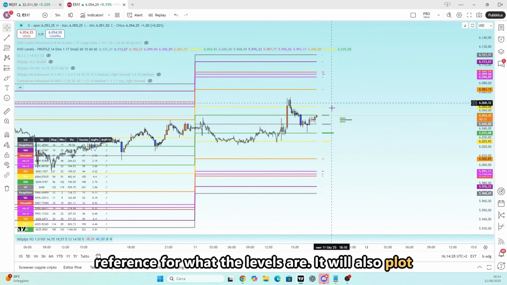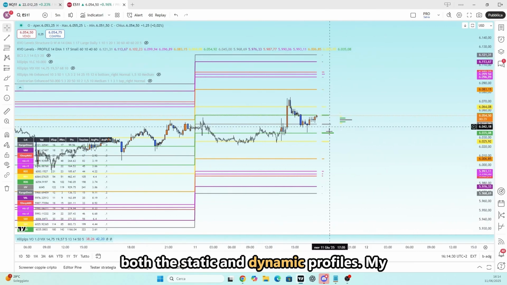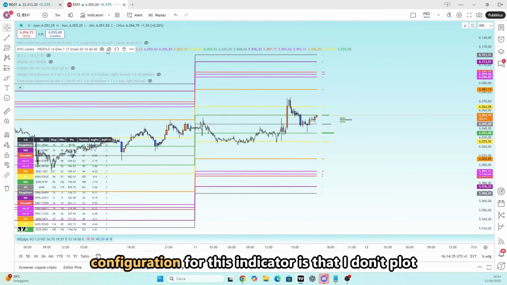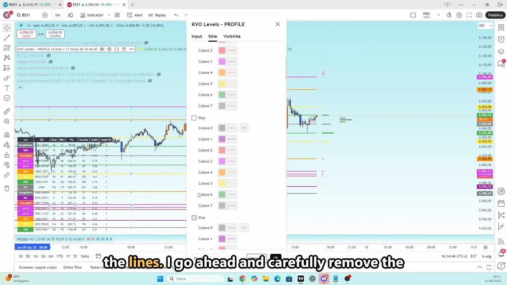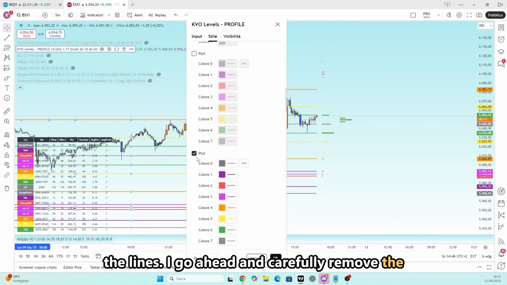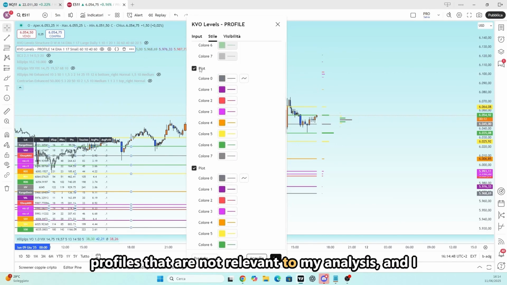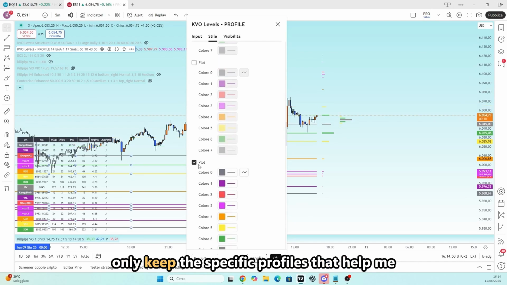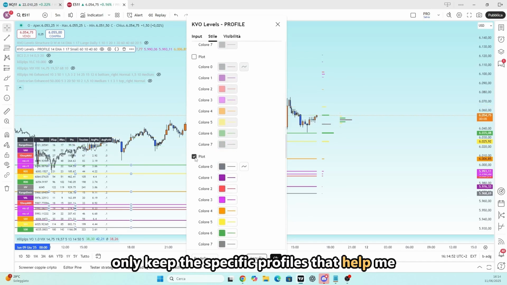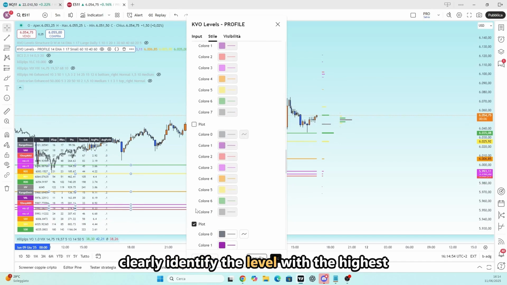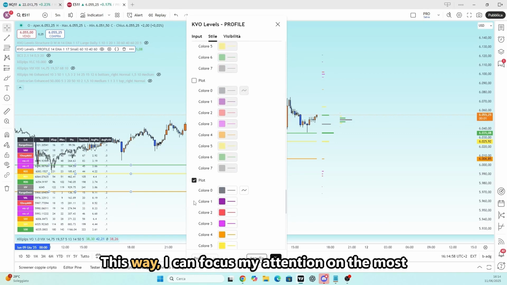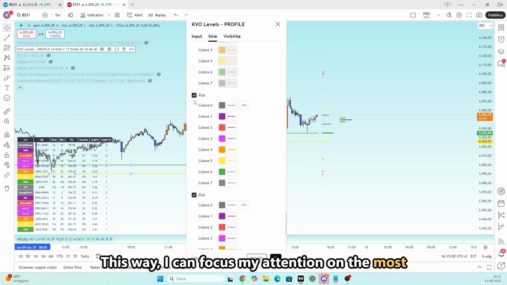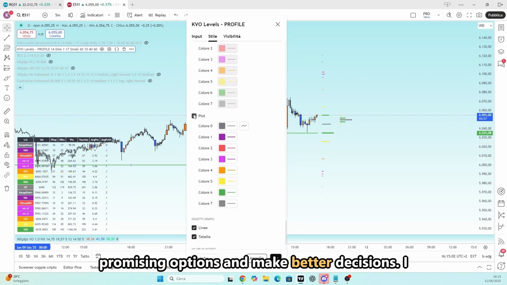It will also plot both the static and dynamic profiles. My configuration for this indicator is that I don't plot the lines. I carefully remove the profiles that are not relevant to my analysis, and I only keep the specific profiles that help me clearly identify the level with the highest probability of achieving success. This way, I can focus my attention on the most promising options and make better decisions.